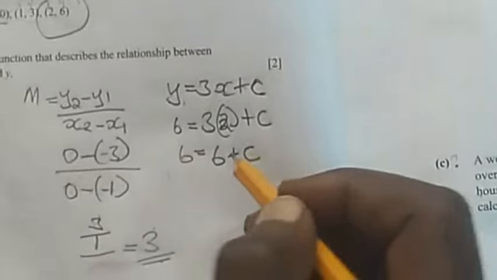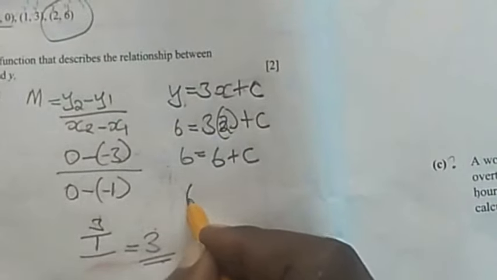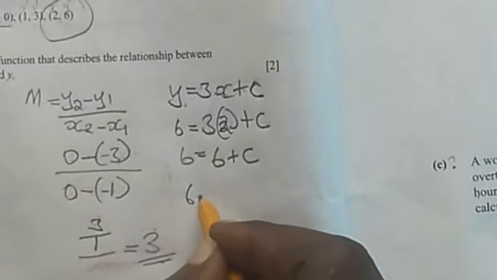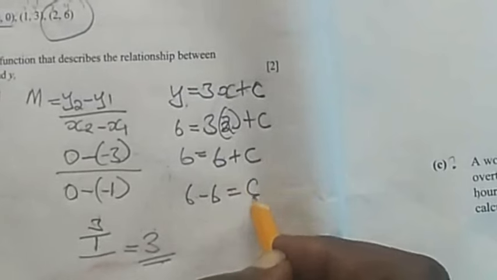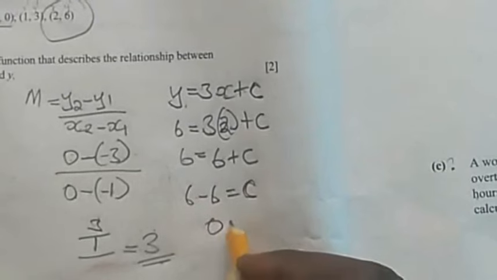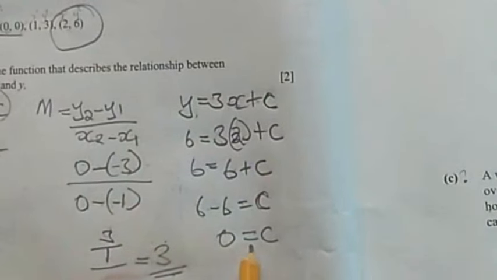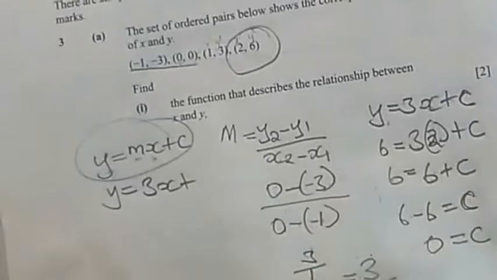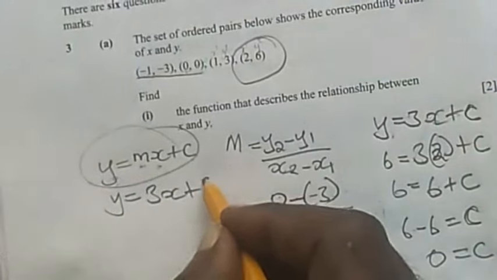Then this 6 will come to the other side. I want to put the like terms together, so this 6 will cross the equal sign and become minus 6, equal to c. Then 6 minus 6 gives us 0, which is equal to c. So the y-intercept is 0. The graph is passing through y at 0. So where there is the equation, we're going to put plus 0.